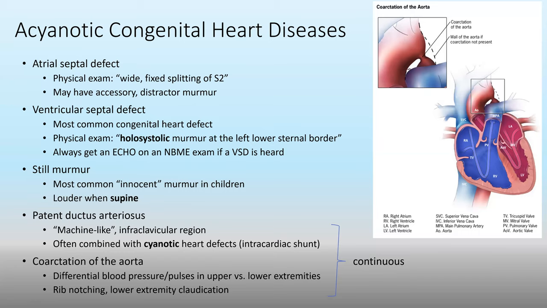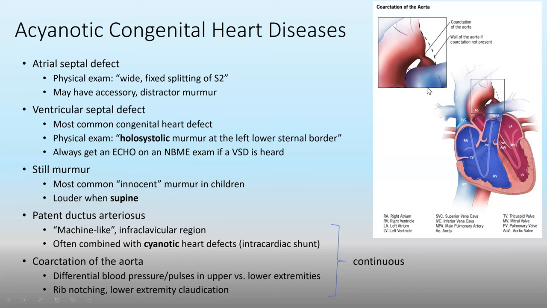We already talked about still murmur, and let's talk about these last two, the continuous murmurs. So a PDA and a coarctation. So coarctation is depicted here. Blood flows through the aorta. It's coming down to the descending aorta, and a coarctation is a narrowing of the distal aorta here. So you would have differential pressures in the upper and lower extremities. The upper extremities would be getting circulation here perfectly fine, and it would probably be increased because of the pressure blockage here. And as blood flows through and down through the coarctation, there's less blood flowing through.